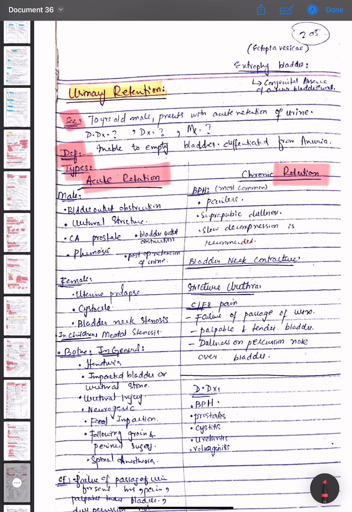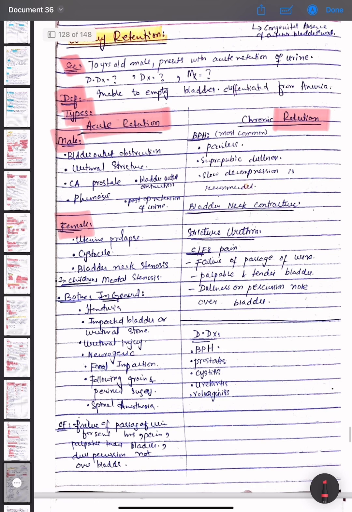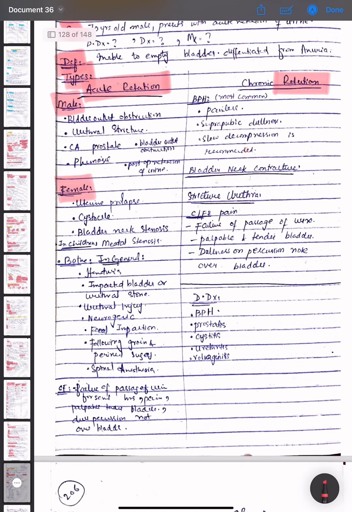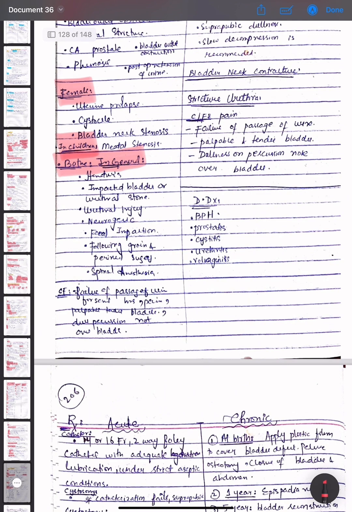In acute retention in males, bladder outlet obstruction may be present, such as urethral stricture or carcinoma prostate, and post-operative retention of urine can occur. In females, uterine prolapse, cystocele and bladder neck stenosis may be present. In children, meatal stenosis may be present. In both, in general: hematuria, impacted bladder or urethral stone, urethral injury, neurogenic causes, fecal impaction, following groin and perineal surgery, and spinal anesthesia.